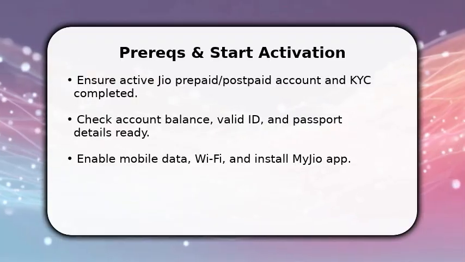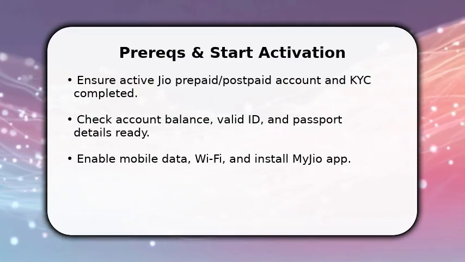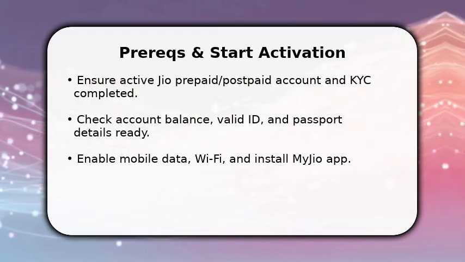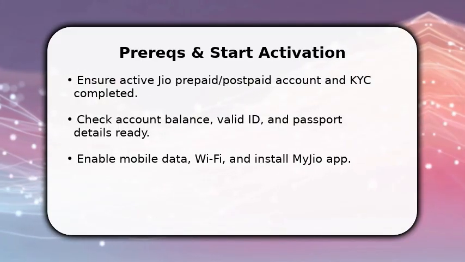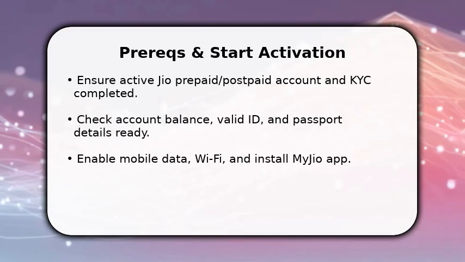You need to confirm account eligibility and have ID and passport handy. Once done, open the My Jio app. Tap Profile, then Services, and choose Roaming. This starts the activation flow. Make sure your plan supports international roaming or be ready to buy a roaming pack.